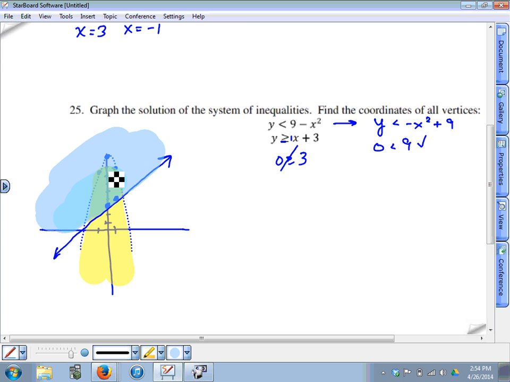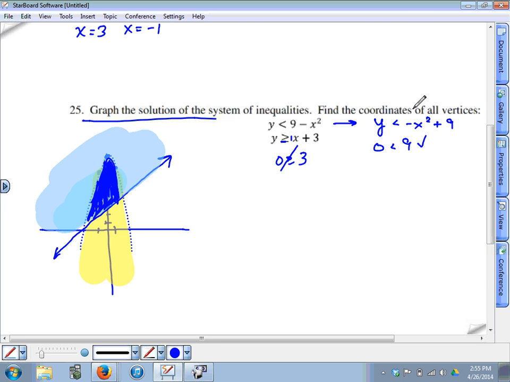we see that the double shaded area would be under the parabola and above the line right here. This is the double shading. So that's what it means to graph the solution of the system of inequalities. That's this area underneath the parabola and above the line.